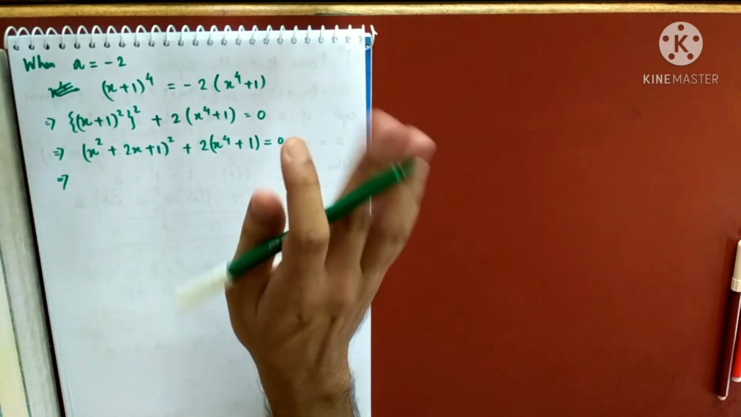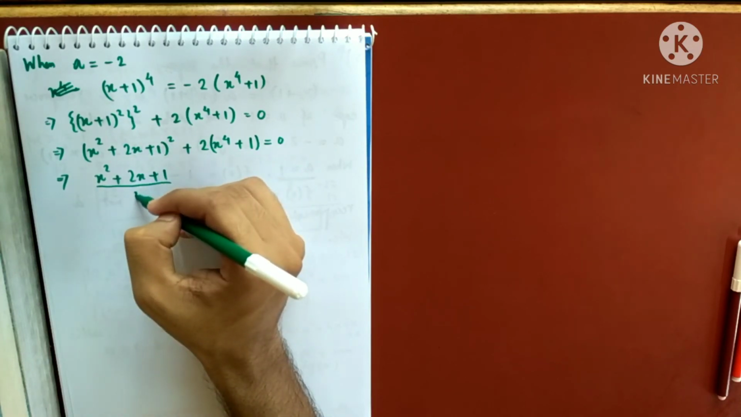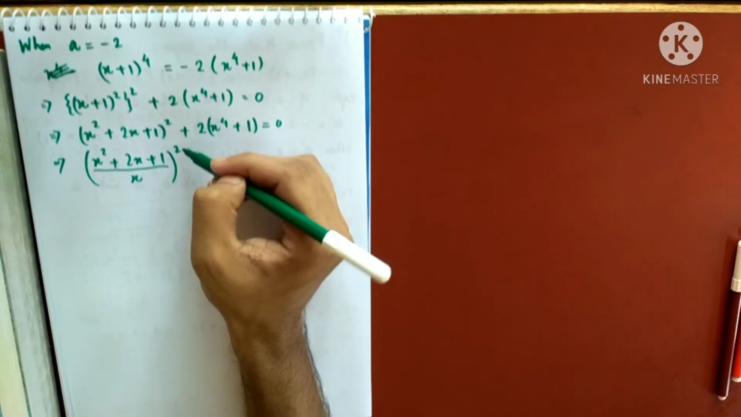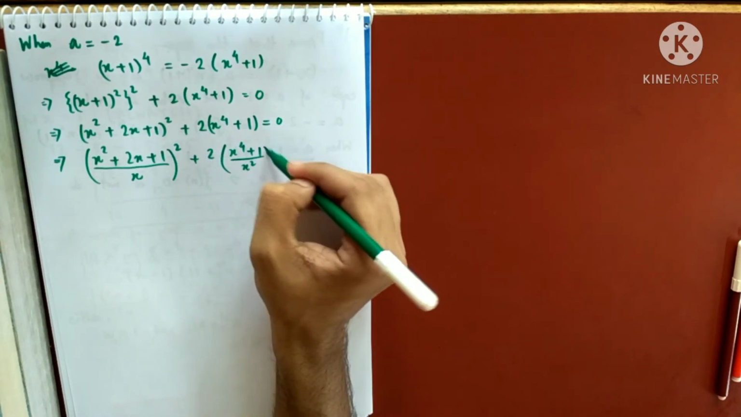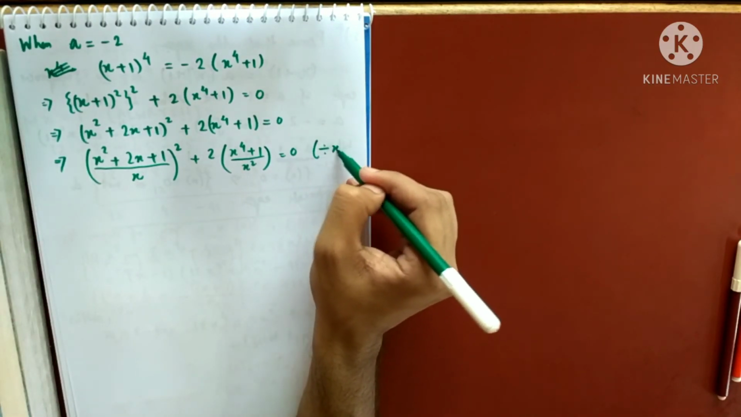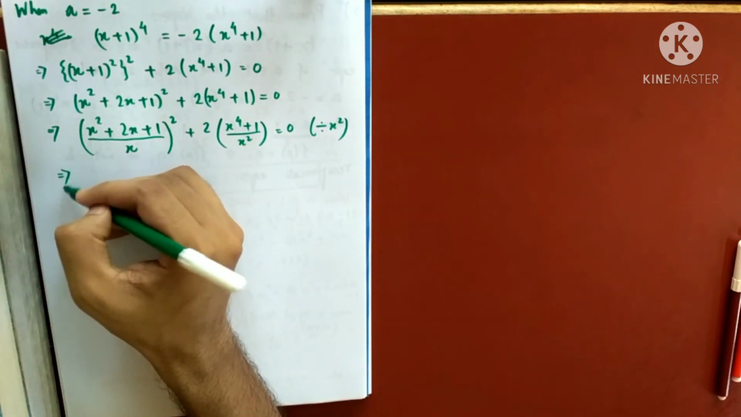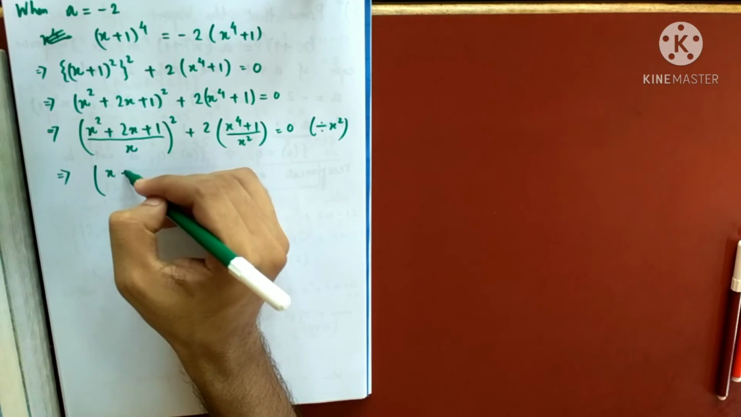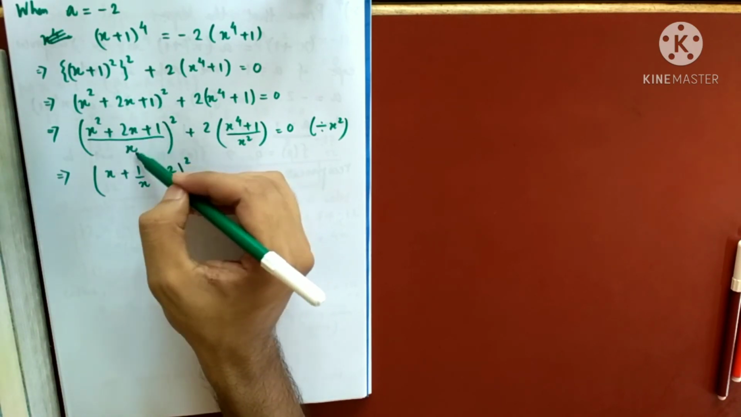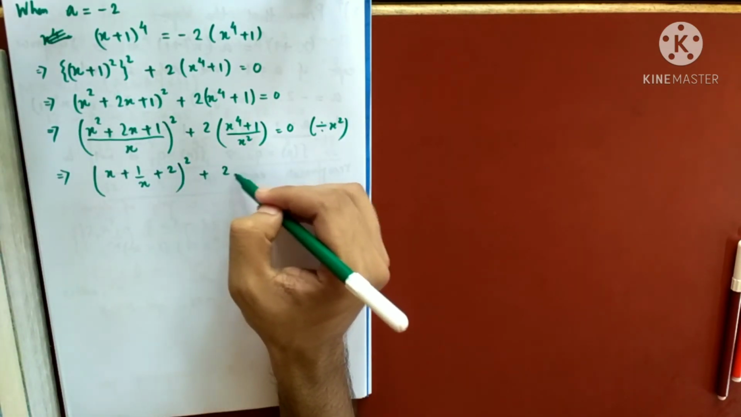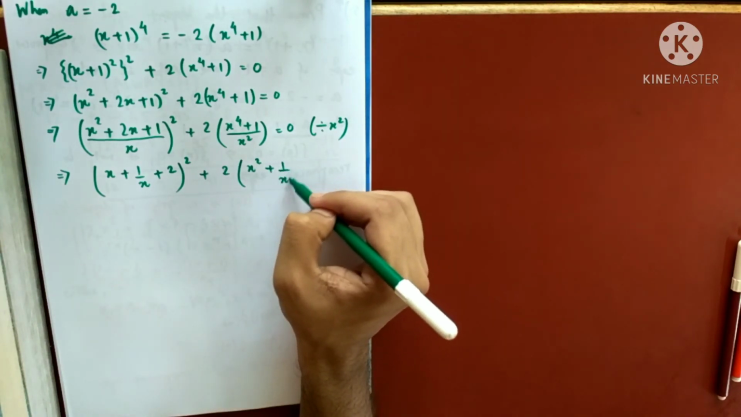When I am dividing by x square, I can write this like this, and I'll divide this by x square. I'm dividing by x square because this was the rule. If you want, you can open the brackets and simplify and then divide by x square. So what am I getting? (x plus 1 by x plus 2) whole square. x and 1 by x, and 2x by x, I'm writing 2 here. And what is this? This is x square plus 1 by x square.